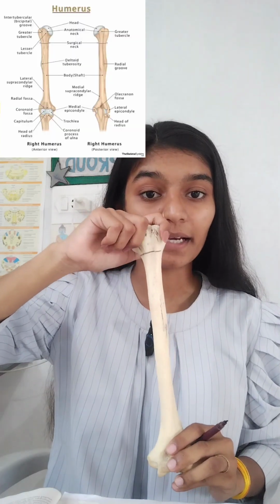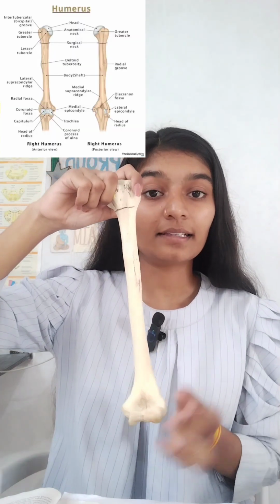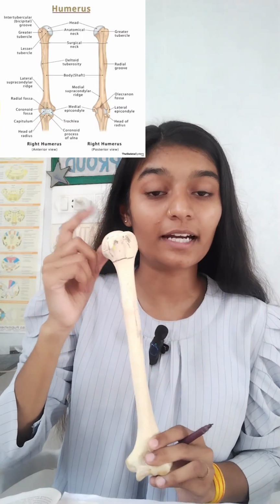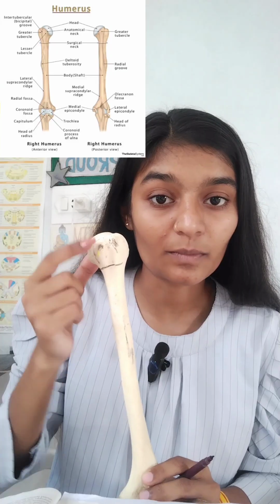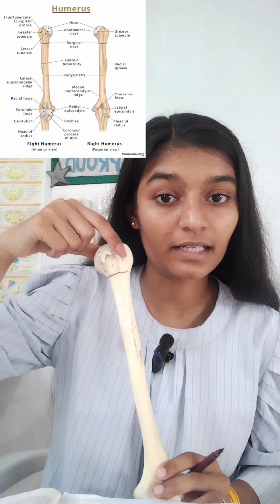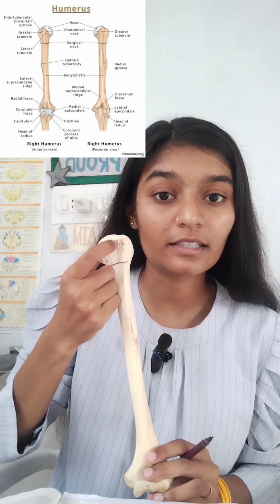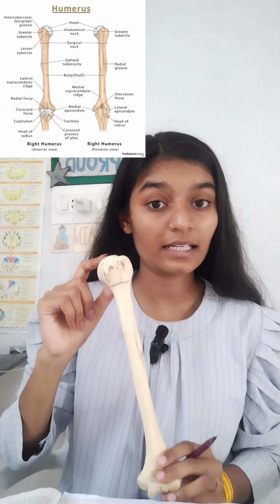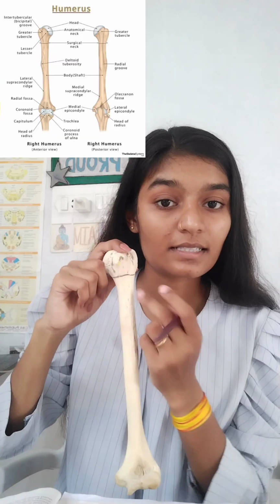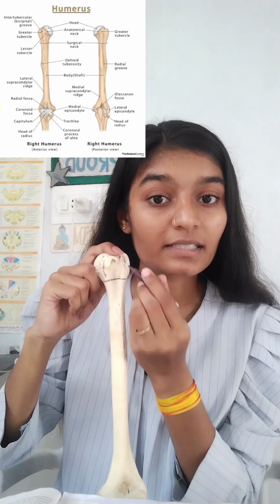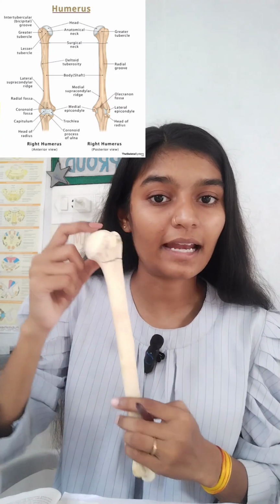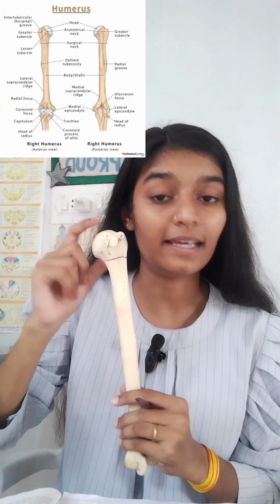Now the features of the humerus. This is called the upper end, this is the lower end, and this portion is called the shaft. On the upper end there are two tubercles: first is the lesser tubercle and second is the greater tubercle. Between these tubercles, this portion is called the intertubercular sulcus. There are also three necks on the upper end. This is the surgical neck. The surgical neck separates the upper end from the shaft. This is the anatomical neck and third is the morphological neck.